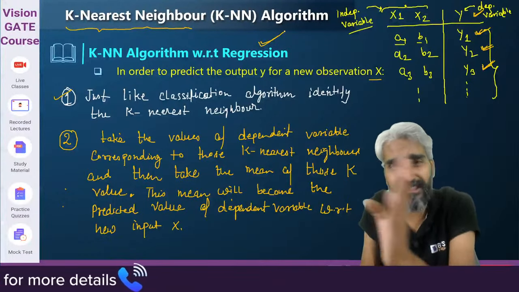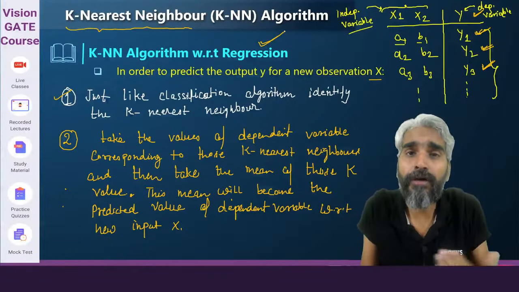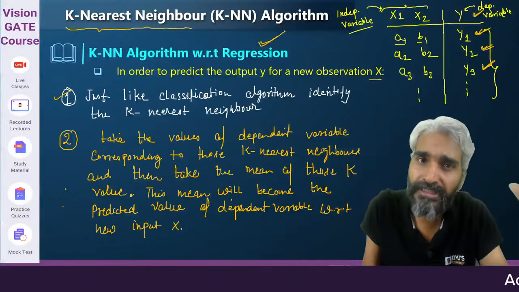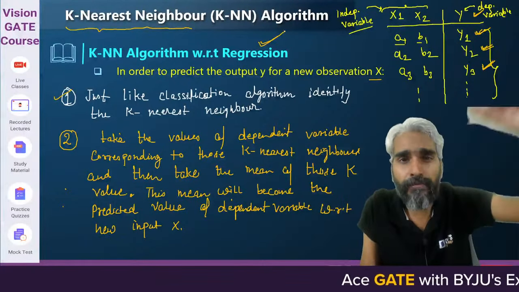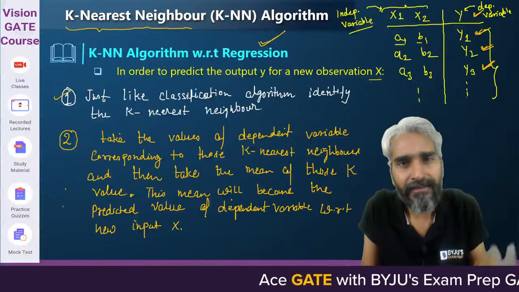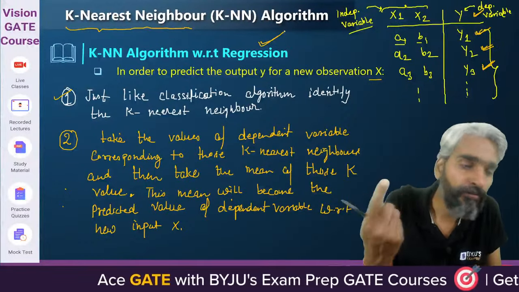Just take that, check what is the value of the dependent variable corresponding to those k nearest neighbors. Take the mean of those k values, and this will become the predicted value for the new input.